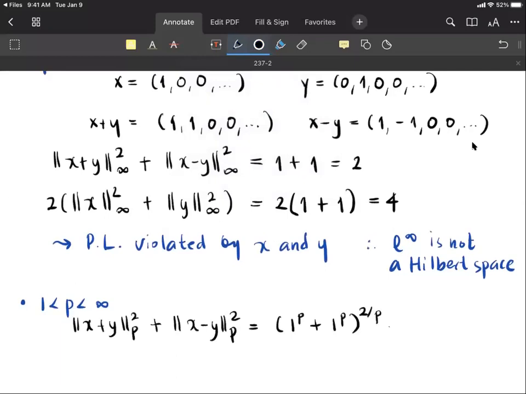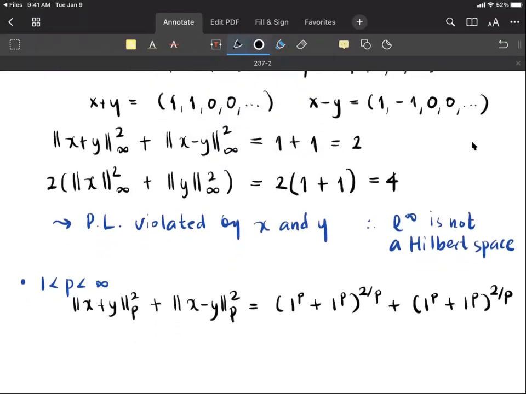And this is the same expression for the difference, because if we take the absolute value, the sign would be immaterial. And after some algebra, you could show that this is equal to 2 raised to 2 over p plus 1.